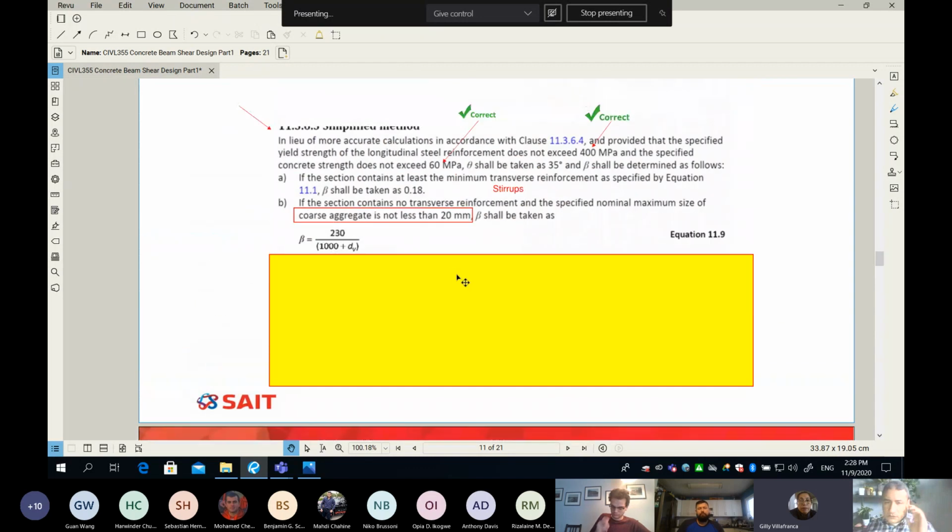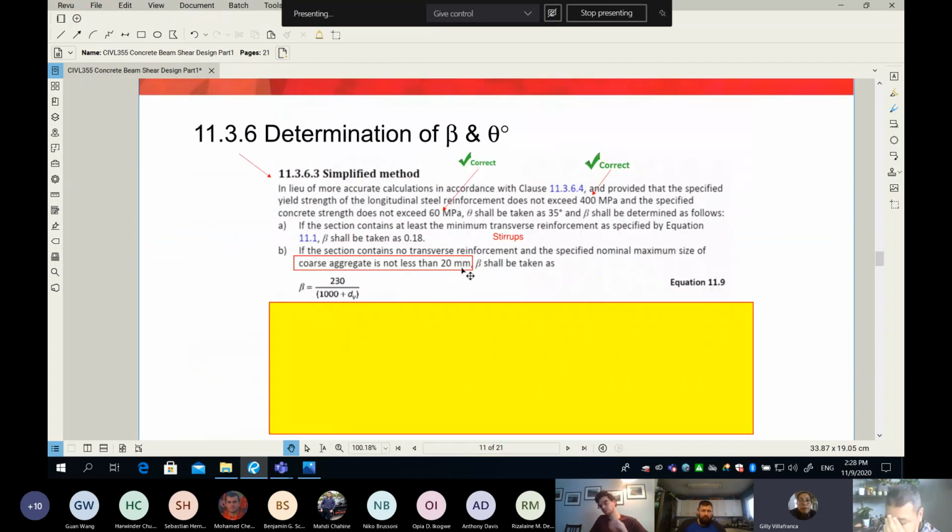I just realized that normally we don't use letter B often at all. I think we only use A because we always have stirrups. In B it says there is no transverse reinforcement, if the section contains no transverse reinforcement. So that means we actually use only letter A. So our beta is, I think, not always, but in our case, I guess, the A value.